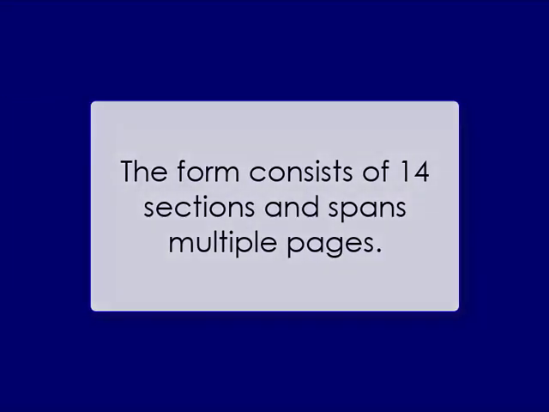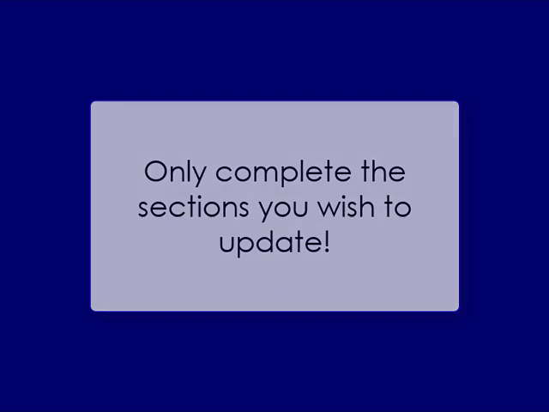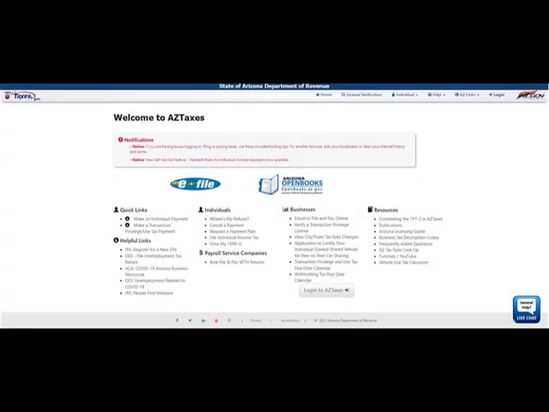This form can seem a bit daunting at first, as it is 14 sections and spans multiple pages, but you only need to complete the sections you wish to update. And what's even better, some updates can be made online at aztaxes.gov.